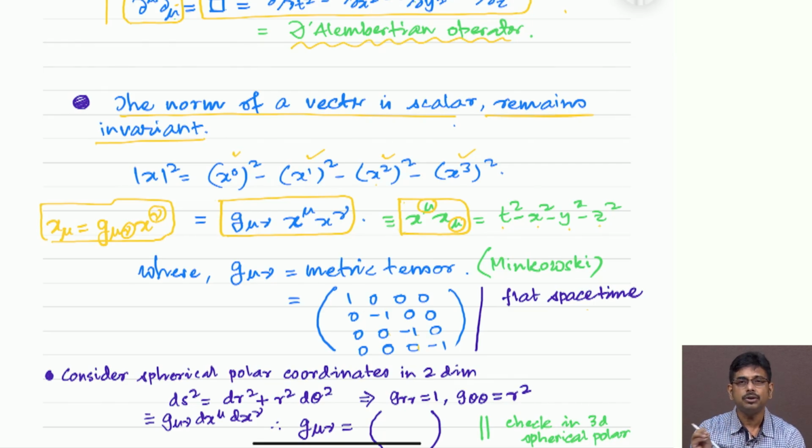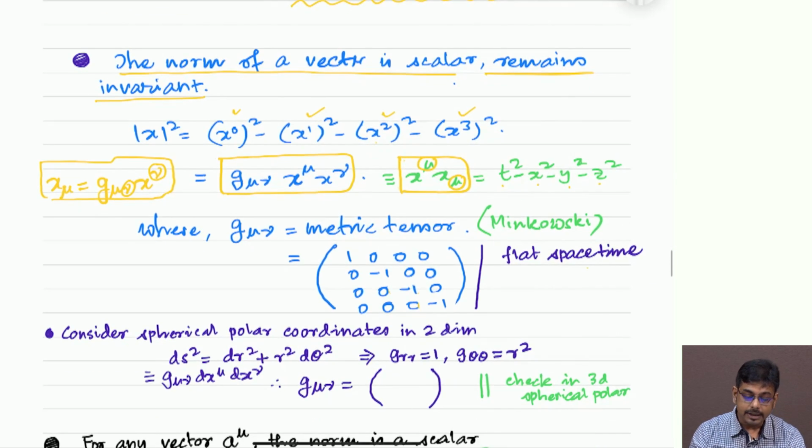Now, once again, if you are trying to write this in terms of a metric, how do I write it? I will write it in terms of a 4 cross 4 matrix, which will read 1, minus 1, minus 1, minus 1 in the diagonal entries and 0 everywhere else. This is once again following the definition that your ds square or x bar square or mod x square is equal to g mu nu x mu x nu. And this is also called the Minkowski tensor, which defines the flat space time.